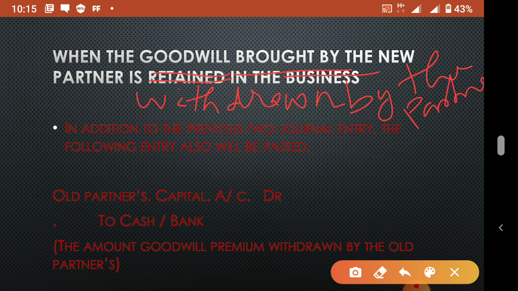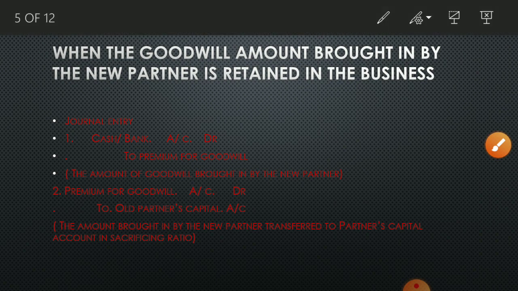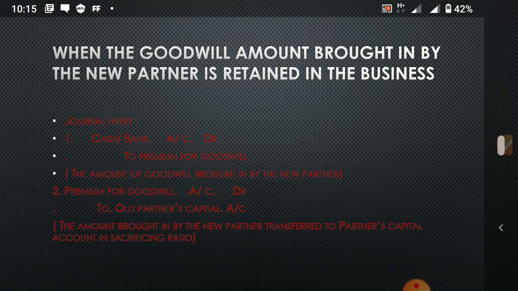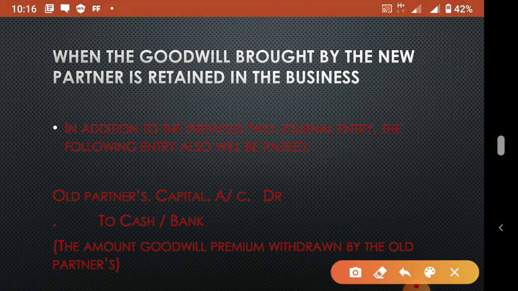Okay, if the new partner brought the amount of goodwill, then the old partners shared it in the sacrificing ratio. Now they wanted to take it away for their personal purpose, so at that time one journal entry you have to pass in addition to the previous two entries. The previous two entries we already discussed. In addition to these two entries, which entry will we pass? Old partners capital account debtor to cash or bank.